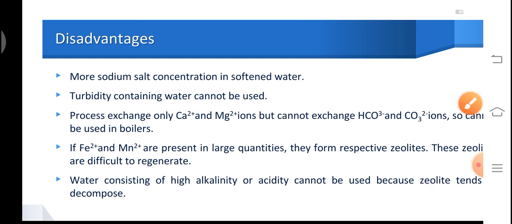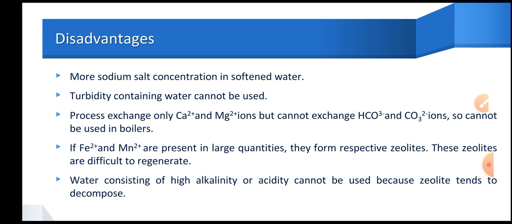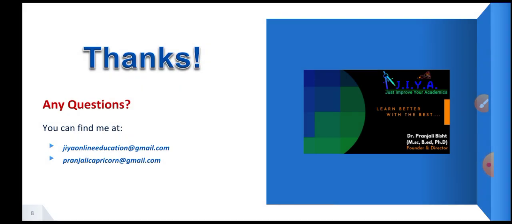Now let us look at the last disadvantage. Water with high alkalinity or acidity cannot be used because zeolite tends to decompose. Since zeolite is a polymer, it can be attacked by acids and alkalis. So the water which we treat with this method should be neutral. Before feeding the water into the zeolite softener, we need to check the pH of the water. It should be neutral. It should not contain heavy metal ions. It should not contain turbidity. So by taking so many precautions, we can easily use the zeolite process.